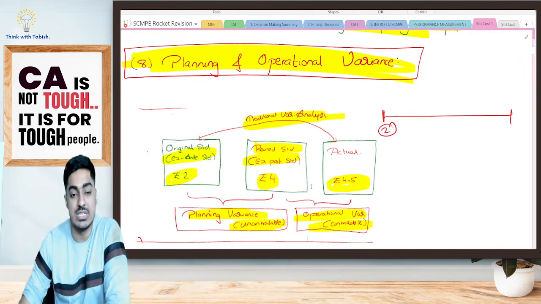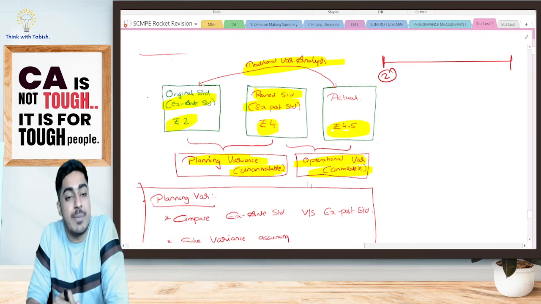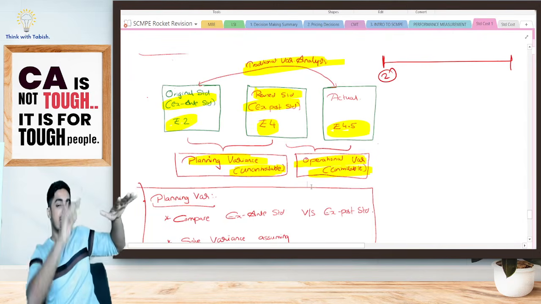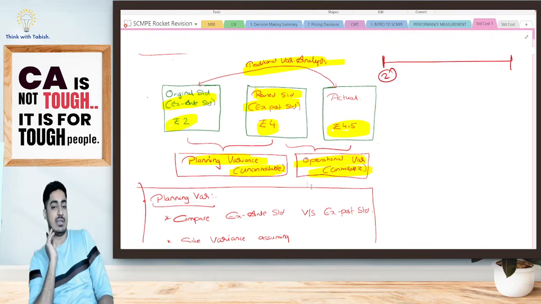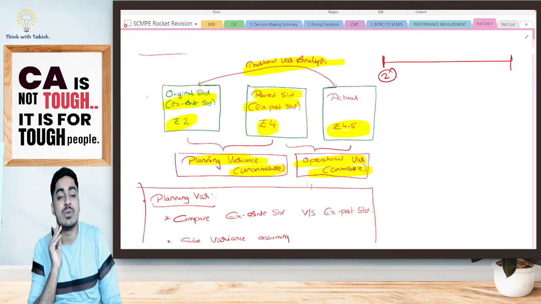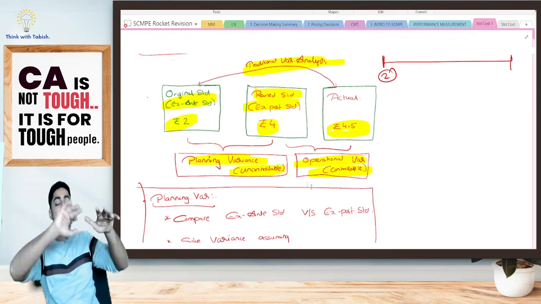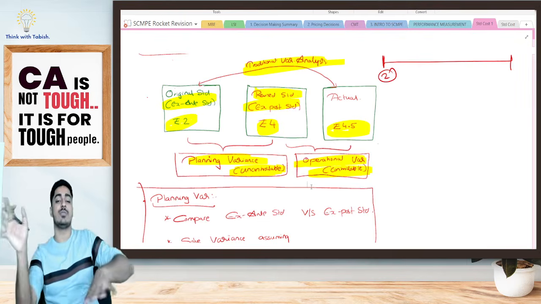Very simple thing, students. In case of planning variance, what am I comparing? I am comparing my original standard with my revised standard. That is my ex ante standard with my ex post standard. Yes. Operational variance, what am I comparing? I am comparing my revised standard with my actual. That is my ex post standard with my actual.